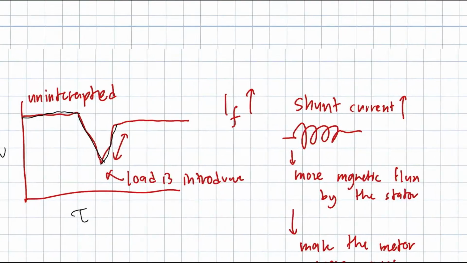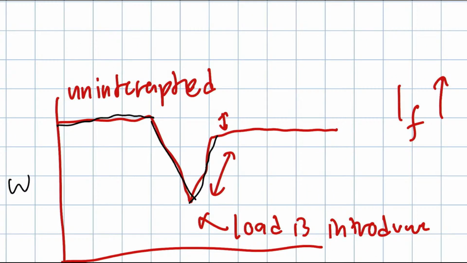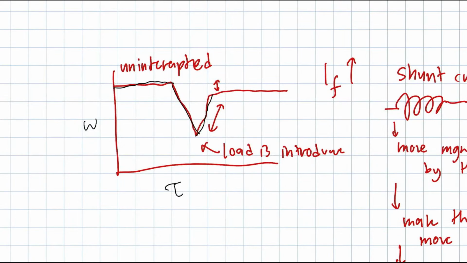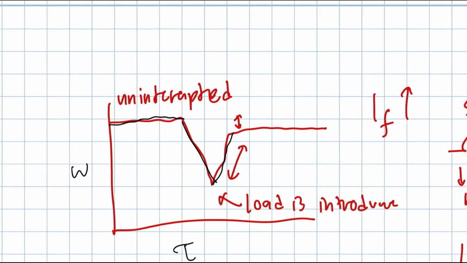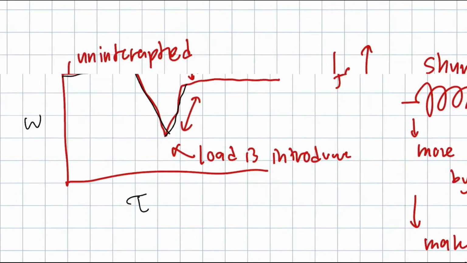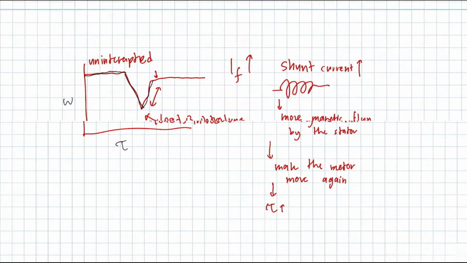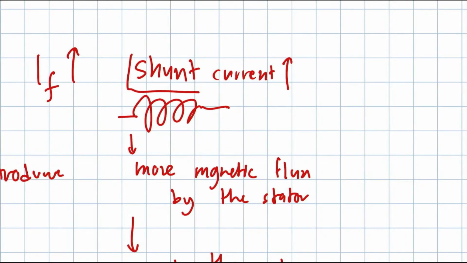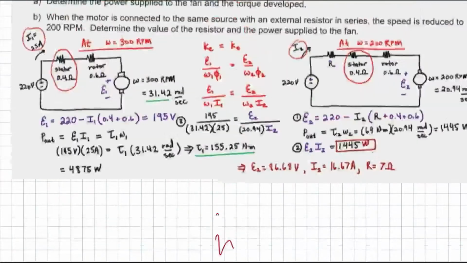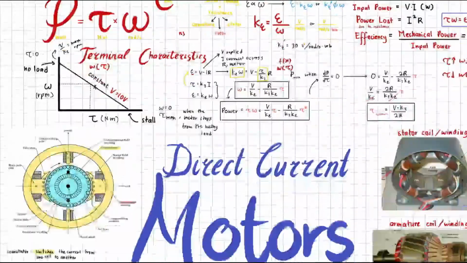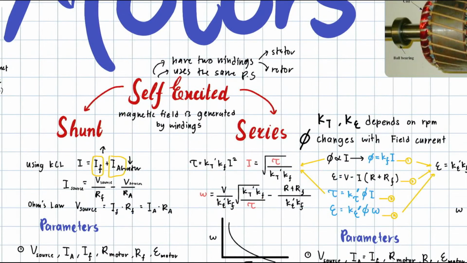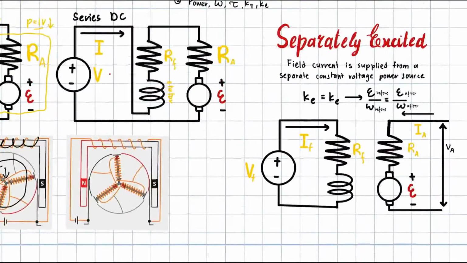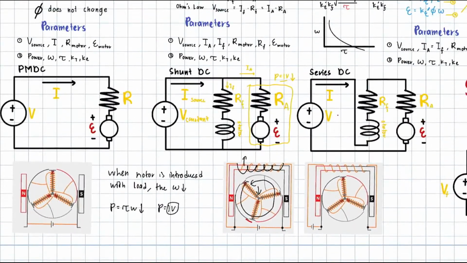Okay, like that. But there is a slight difference in RPM. The slight difference in RPM is because the torque is needed to hold the heavy load. Like that. Okay, so that is the function of a shunt. That is the function of a self-excited or a separately excited motor.